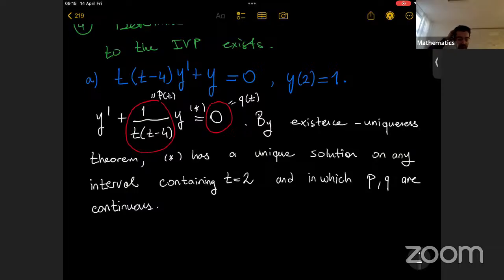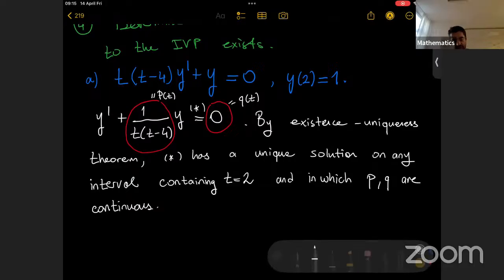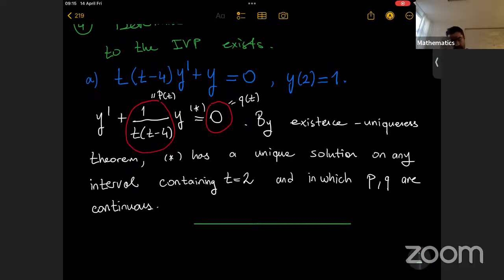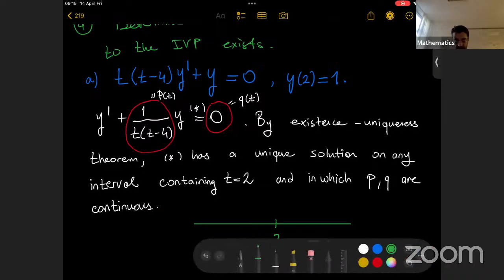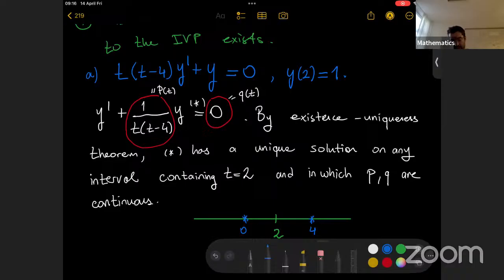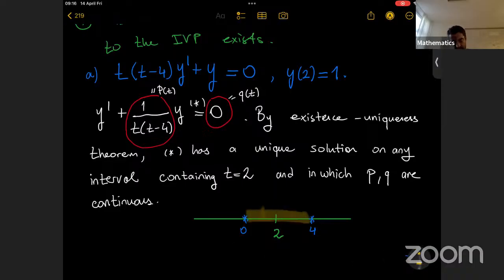P and q are continuous. Q is always continuous. It's 0. P is continuous if t is not 0 and 4. So basically, we are looking for an interval like this. Let's draw this with a picture. We have 2 here. So your interval contains 2. And what are the bad points here? The bad points are when t is equal to 0, 1 over t is not defined. So 0 is a bad point, and 4 is a bad point. At this point, we have discontinuity. So the interval is basically this one, okay?